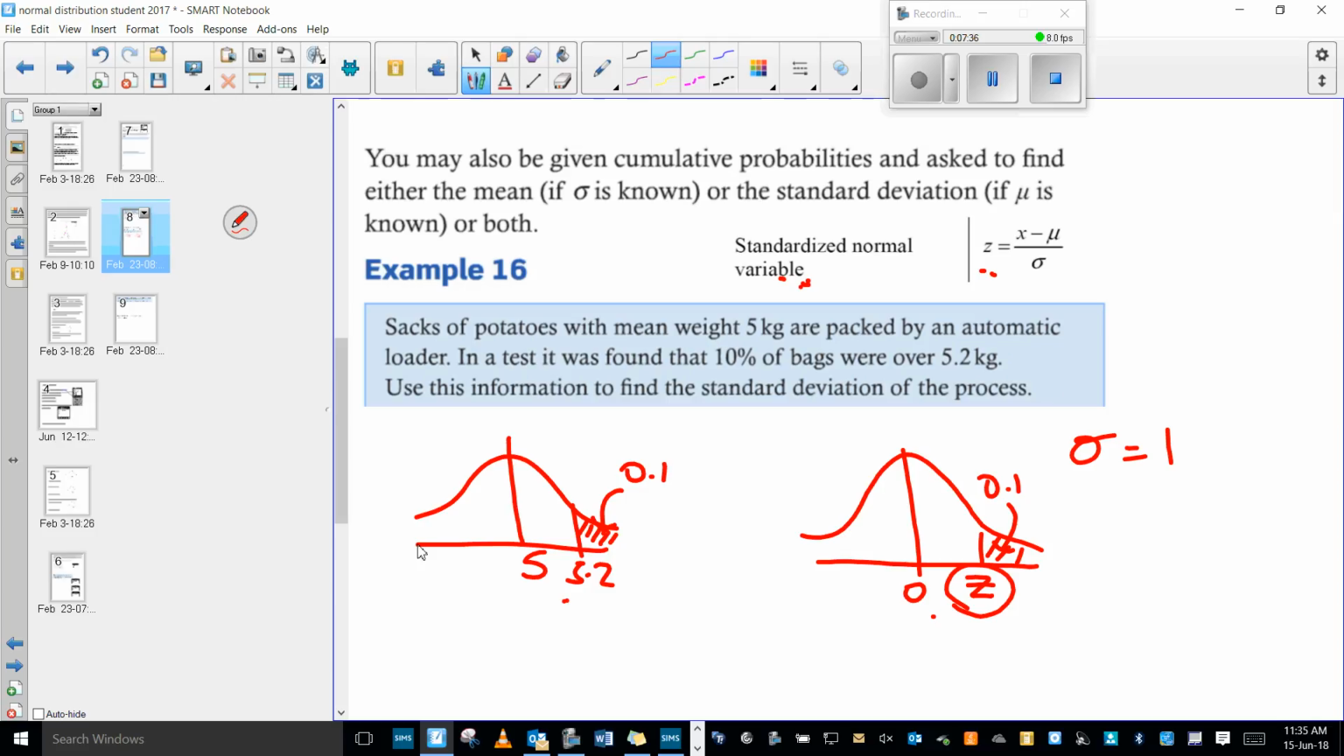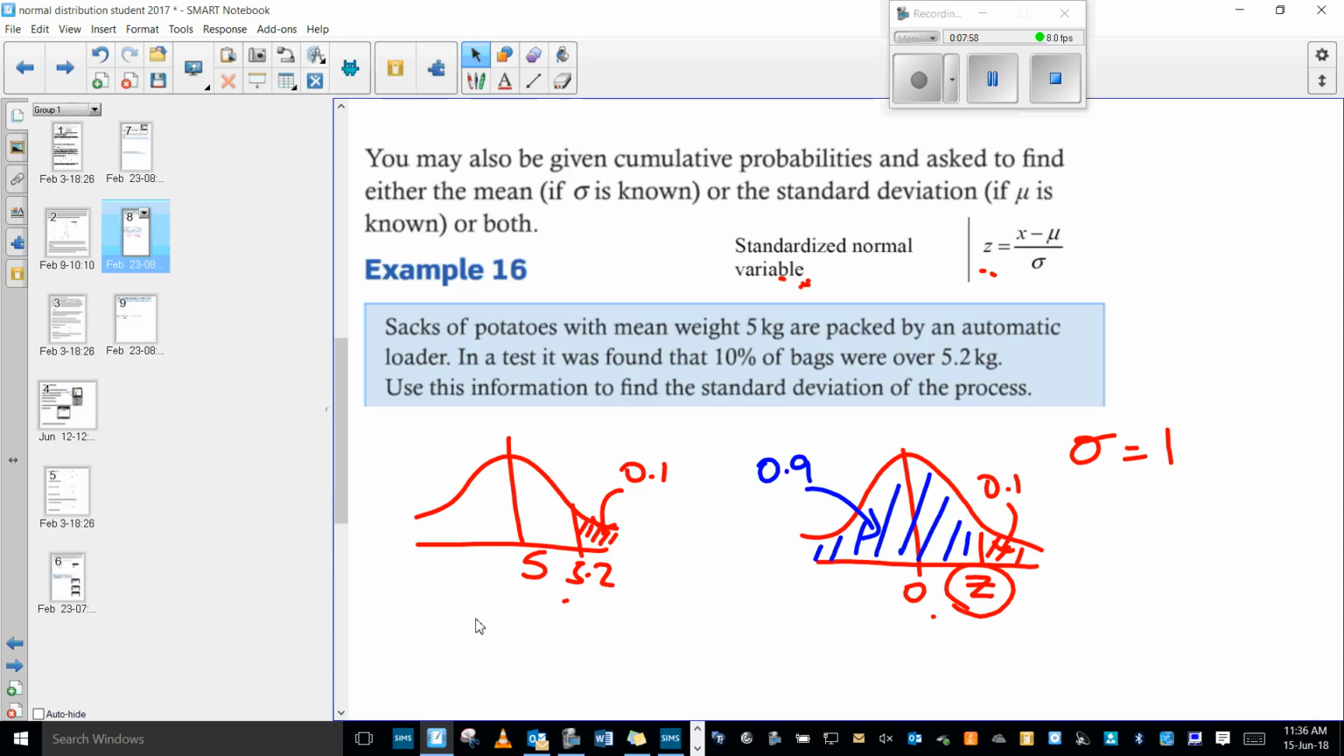When we're inputting stuff into the calculator, which area do we always input? Left. From the far left. So what area are we going to input? 0.9. Love it. I love your work, people.